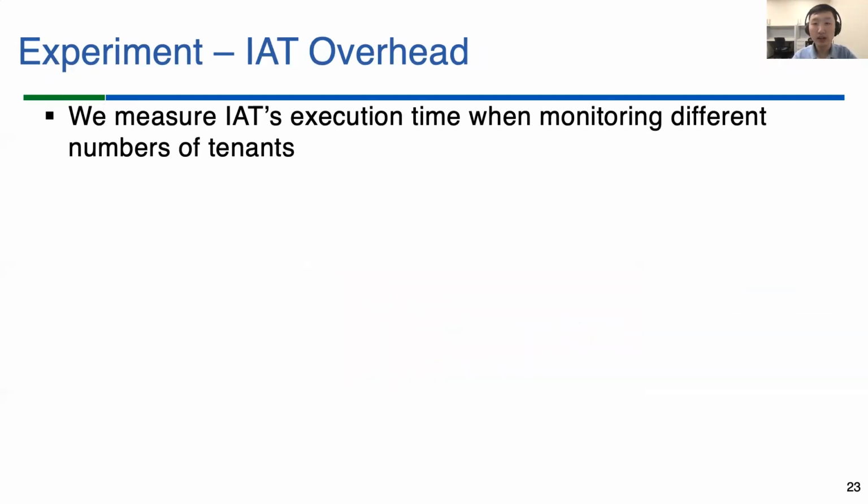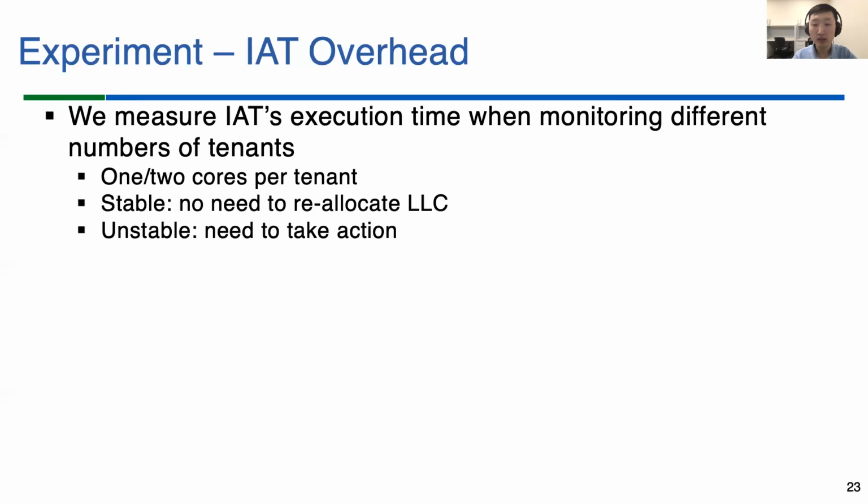Finally, we evaluate IAT's runtime overhead on a dedicated core. Specifically, we measure its execution time when monitoring different numbers of tenants. Each tenant can occupy 1 or 2 cores. We classify IAT's behavior into stable and unstable. Stable means all time is spent on monitoring, while unstable also includes the time of decision-making and LLC re-allocation.